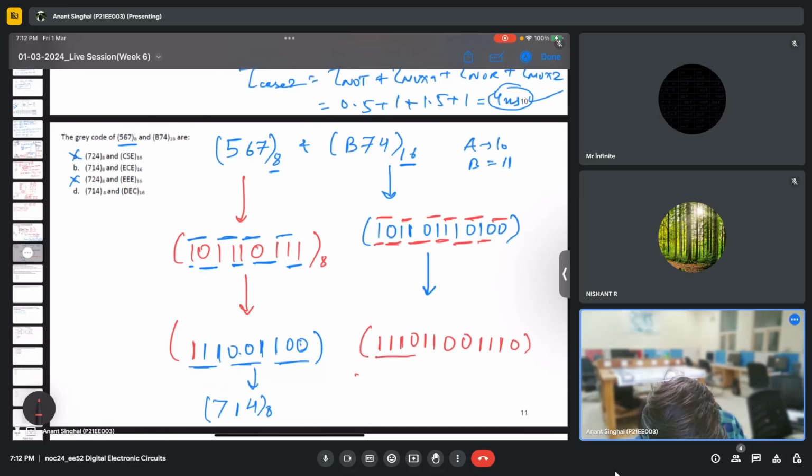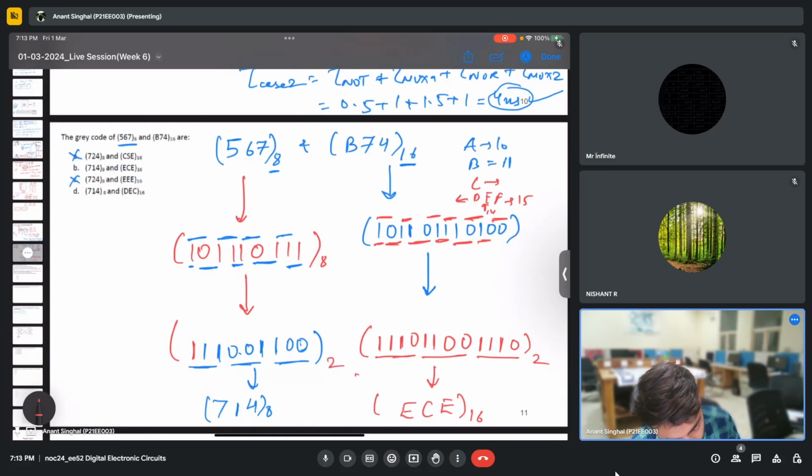So making the groups of 4 again, we have 1 1 1 0, that is 8 plus 4 plus 2, that is 14. C D E F, it is 12, 13, so E is 14 and F is 15. So E is first, then we have 12, which is C, and then again a 14. So ECE base 16, which is option B. Is there any doubt in this?